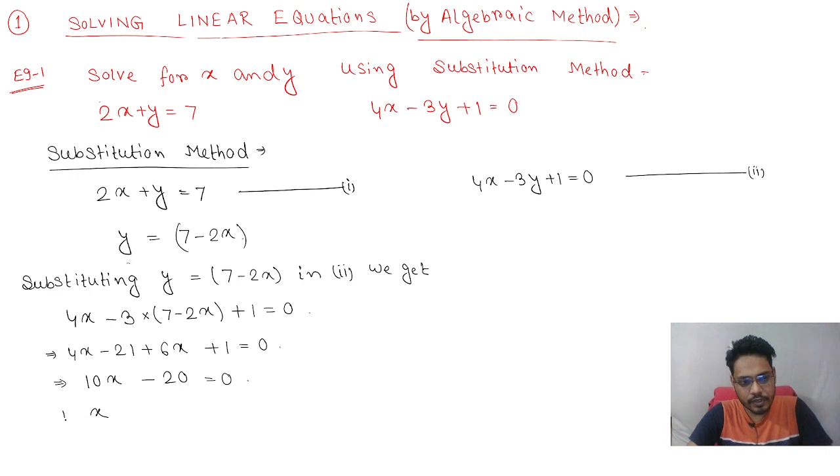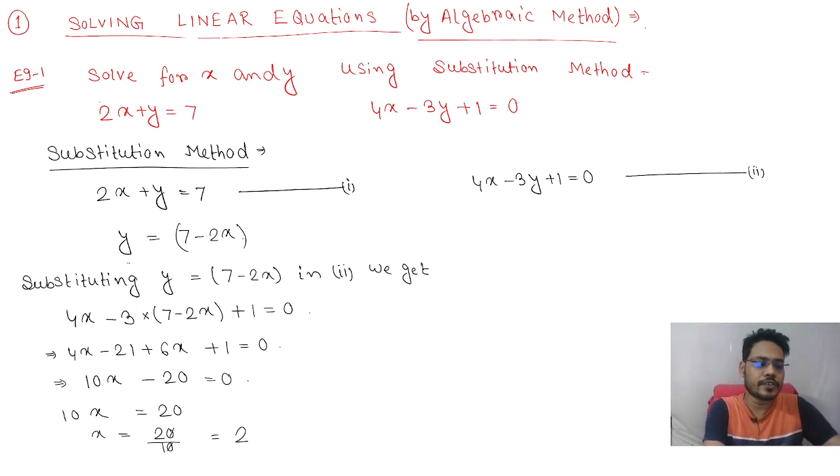Now 10x equals to 20. So x will be equals to 20 by 10. That means it will be 2 by 1 or 2. So x is equals to 2. We will get the value x is 2.